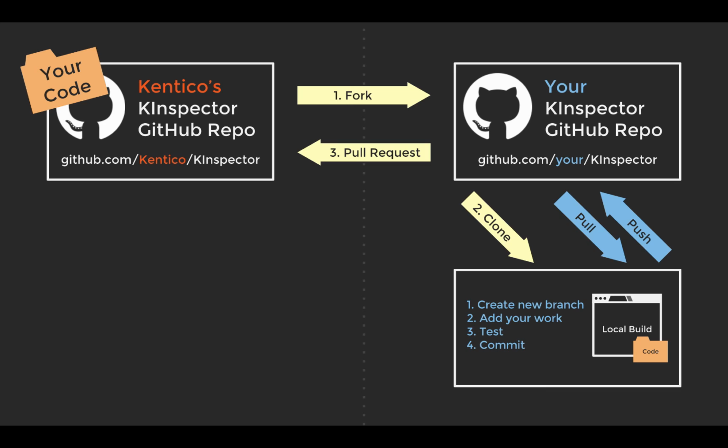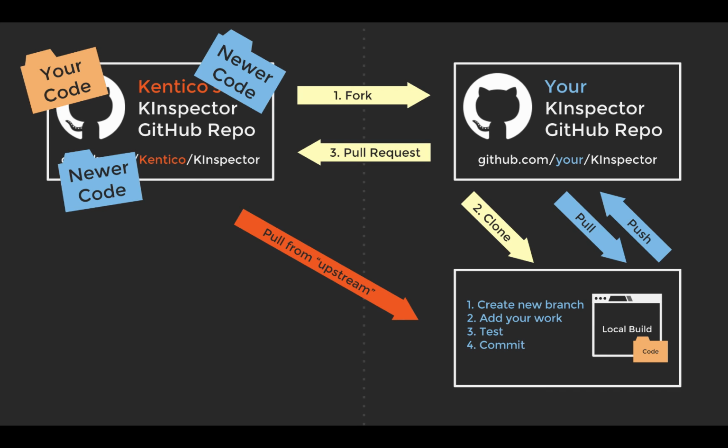Now, you might want to add new features and contribute to the project over the course of time. Obviously, as time goes by, other kind contributors might be adding in code, newer code than what you brought down when you forked your own copy. One way to keep up to date is to add Kentico's KInspector master branch as a remote to your project. This lets you pull down changes from upstream and keep your KInspector up to date with the latest.